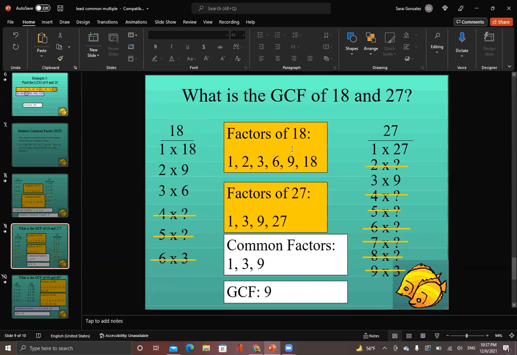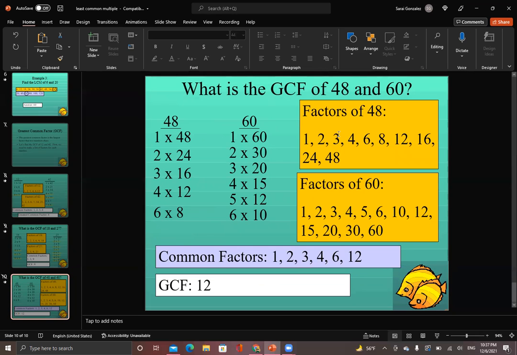Here is another example, 18 and 27. The list of 18 is here, and the list of 27 is here. You don't want to repeat the same numbers, so that's how we cross them out. The factors of 18 are 1, 2, 3, 6, 9, 18. And for 27 they are 1, 3, 9, and 27. The ones that they have in common are 1, 3, 9, and the GCF is 9. So whichever is the biggest number that they have in common is the GCF.